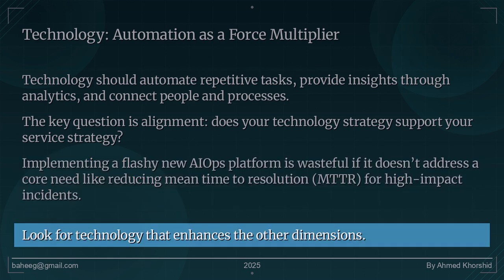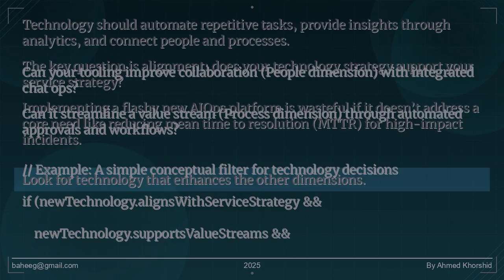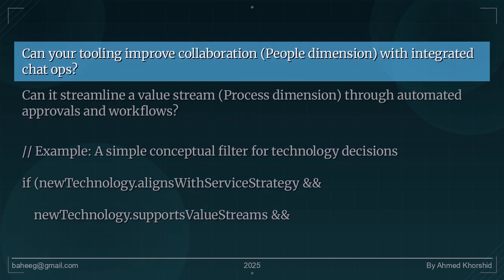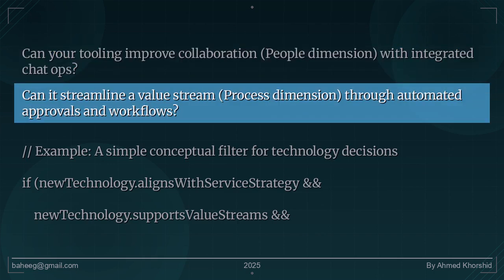Look for technology that enhances the other dimensions. Can your tooling improve collaboration, people dimension, with integrated ChatOps? Can it streamline a value stream, a process dimension, through automated approvals and workflows?